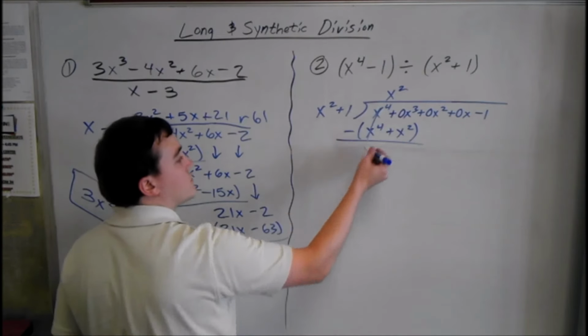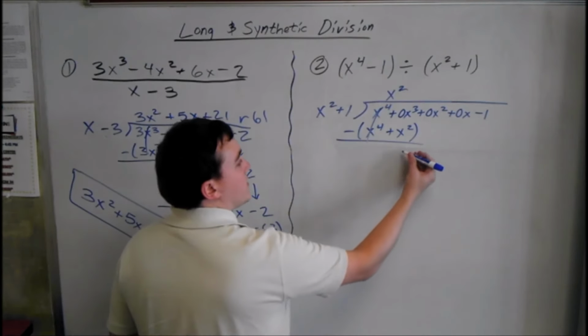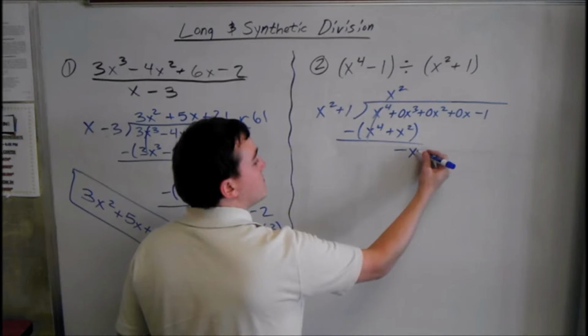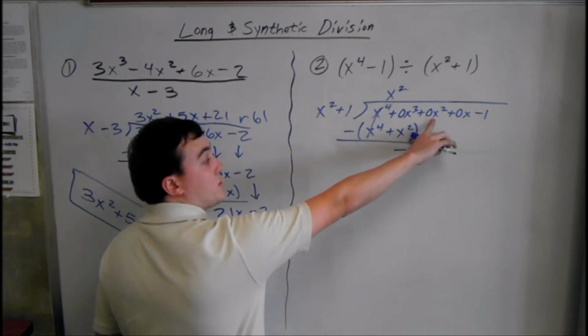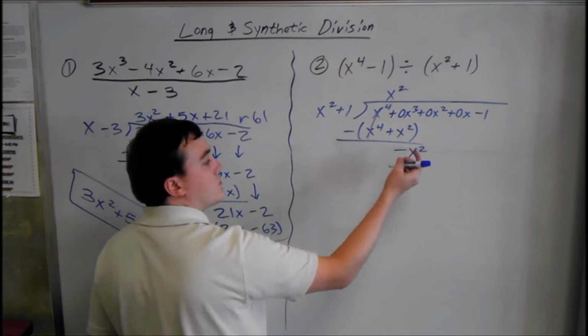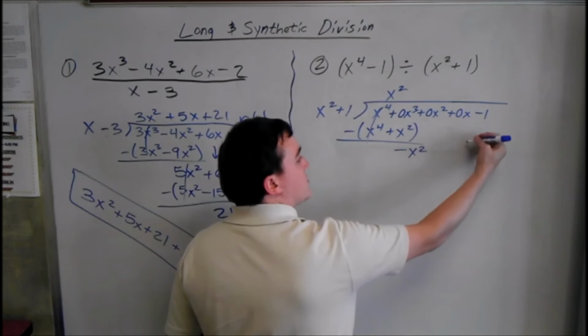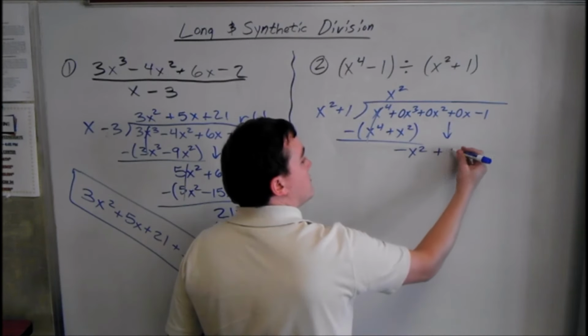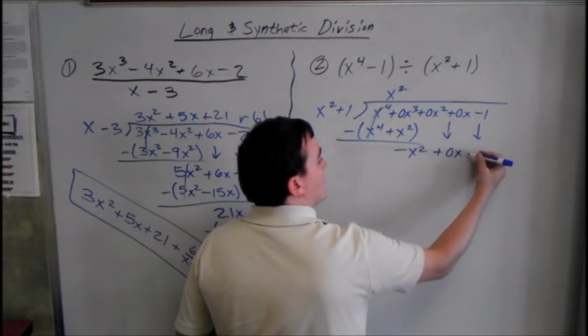Alright, so the x to the fourths cancel. And we're left with negative x squared. Because there is no x squared up here. So whatever you have here, negative x squared, is just going to drop down. Drop the rest of the terms. So plus 0x minus 1.